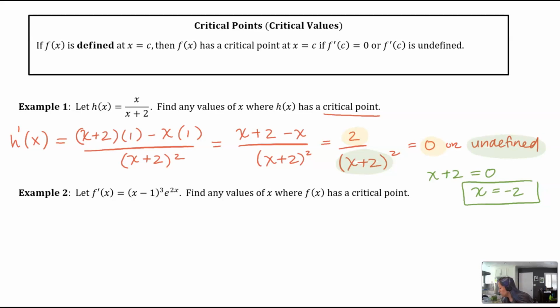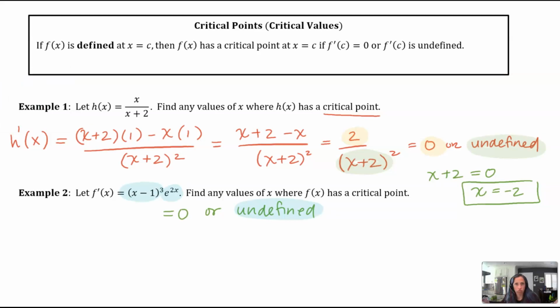All right, example 2. Now they have given us a first derivative. Thank you so much. We're not going to have to do that work. And we need to figure out what the critical point is. So we are again saying, okay, when is this equal to 0 or undefined? Now, let's just think about undefined for a second. There's two different things happening here. We have a cute little cubic multiplied by a cute little exponential.